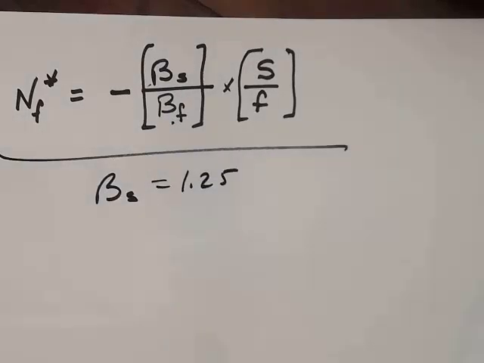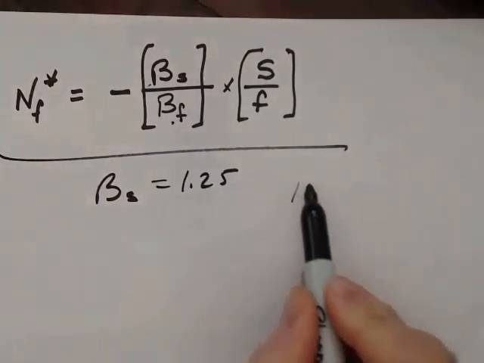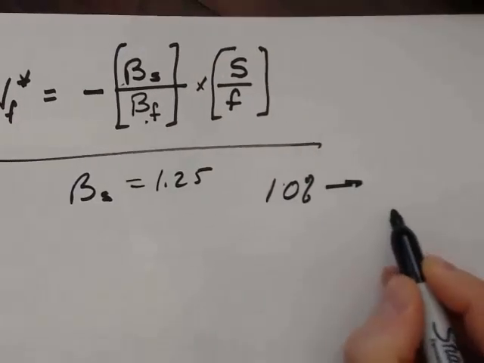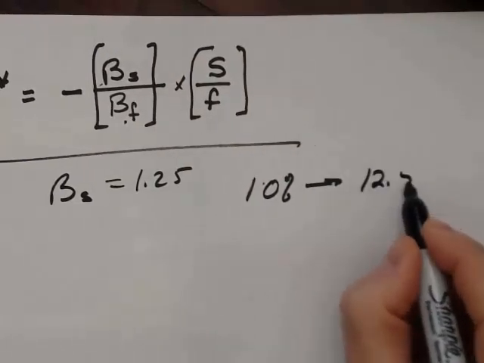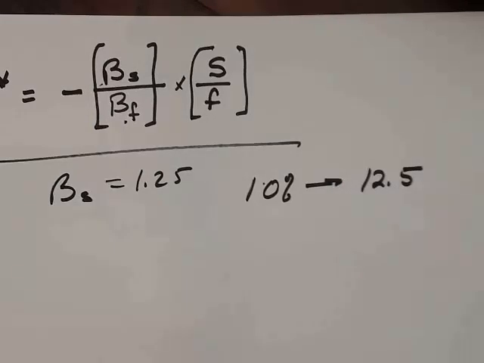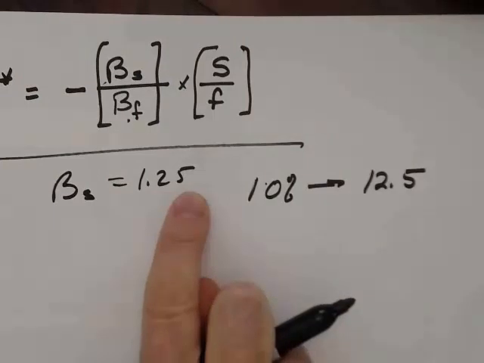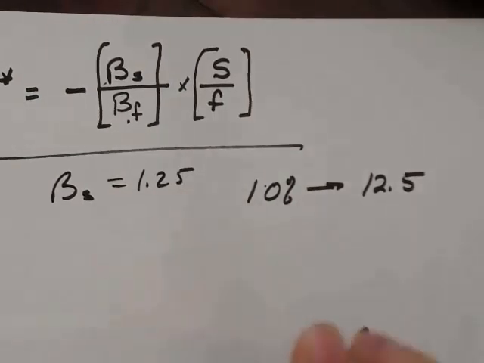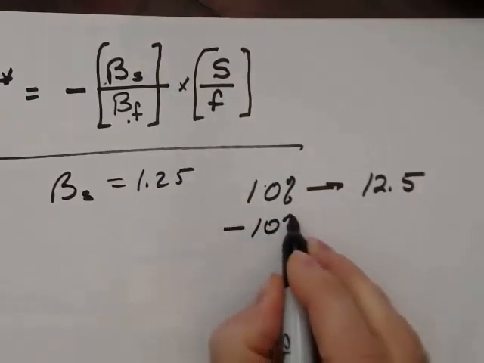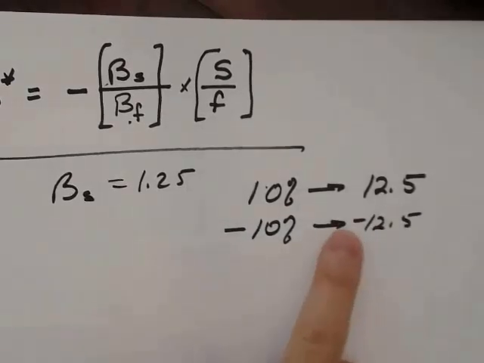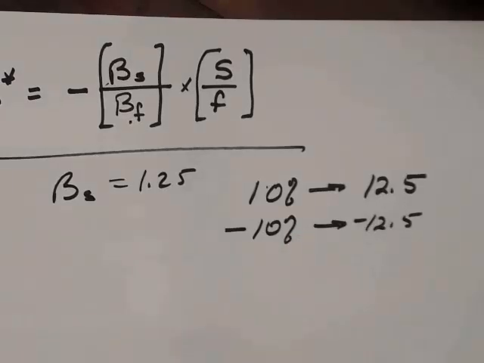And what that means is if the stock market goes up 10%, then on average your portfolio is going to go up by 12.5%. It's going to go up by a factor of 1.25 in addition. Okay? If the market goes down 10%, then you're going to lose 12.5%. So you're 25% more volatile than the market is what a beta of 1.25 is.